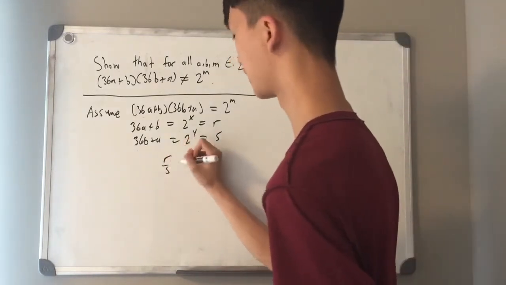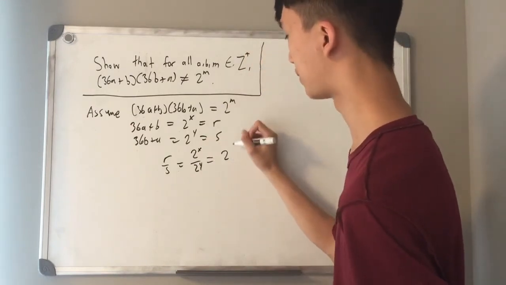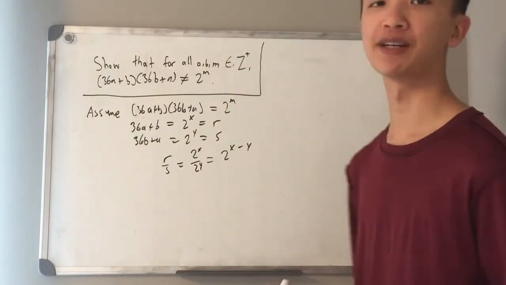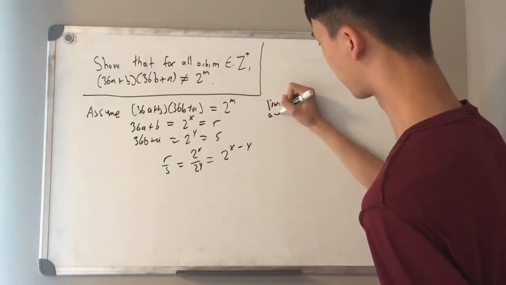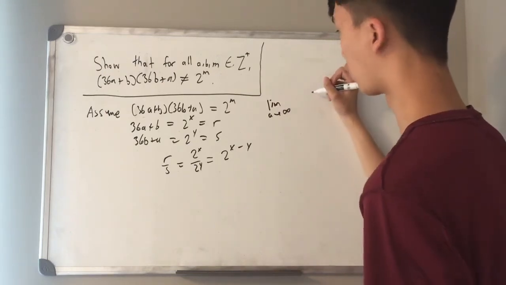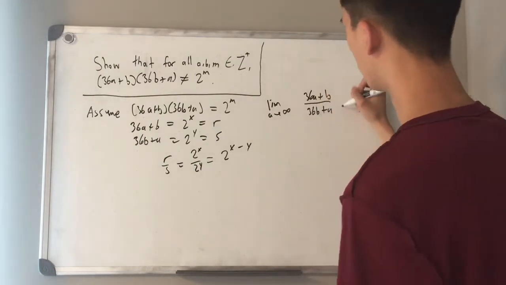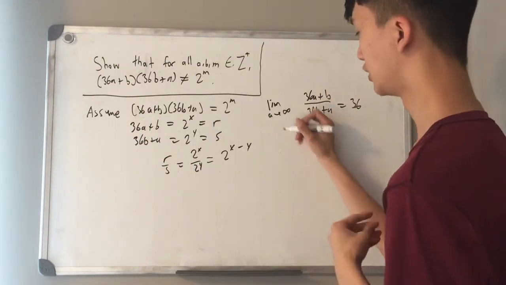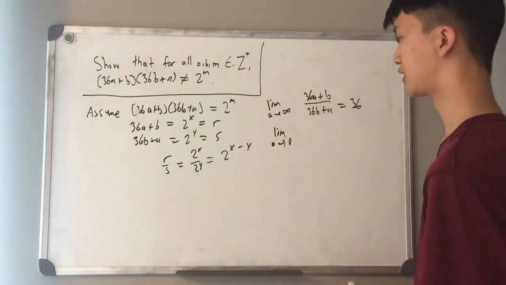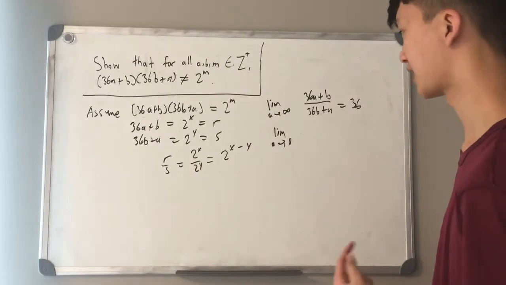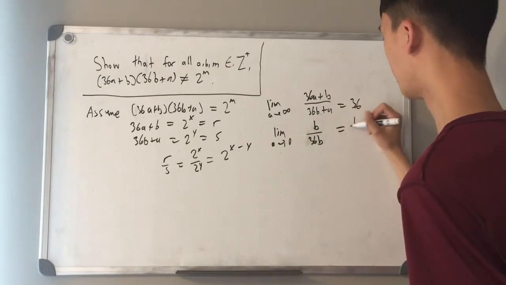So r over s is equal to 2 to the power of x over 2 to the power of y, which is also equal to 2 to the power of x minus y. So now let's use limits to solve for this value. So first, the limit as a approaches infinity of r over s, or (36a plus b) over (36b plus a), will be equal to 36. Now also, the limit as a approaches 0 will be equal to (0 plus b) over (36b plus a), or b over 36b, which is also equal to 1 over 36.